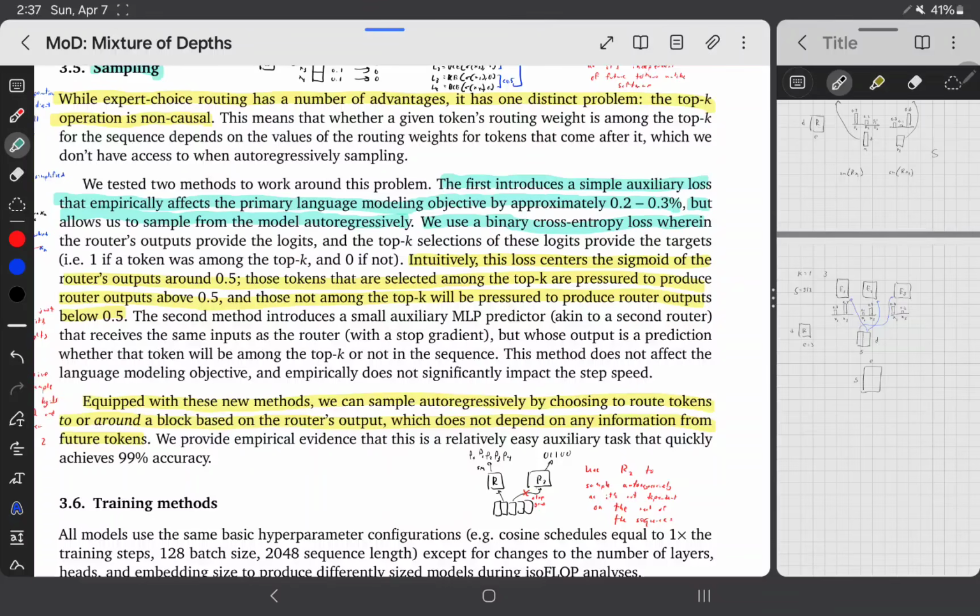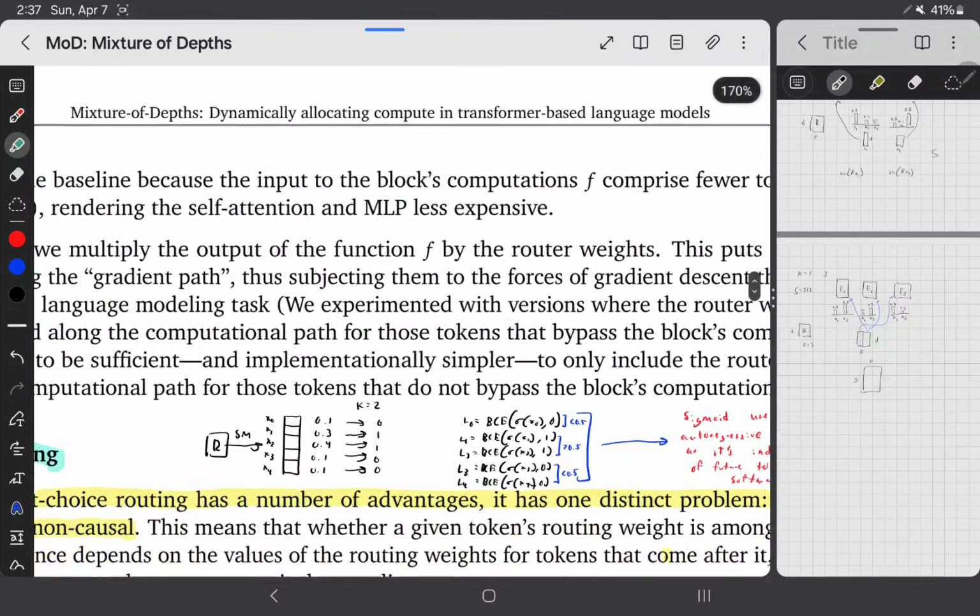We can use binary cross-entropy loss wherein the router's outputs provide the logits and the top-k selections of these logits provide the targets, i.e. 1 if a token was among the top k and 0 if not. Intuitively, this loss centers the sigmoid of the router's outputs around 0.5. Those tokens selected among the top k are pressured to produce router outputs above 0.5, and those lower than the top k will be pressured to produce outputs below 0.5. So that doesn't make much sense.